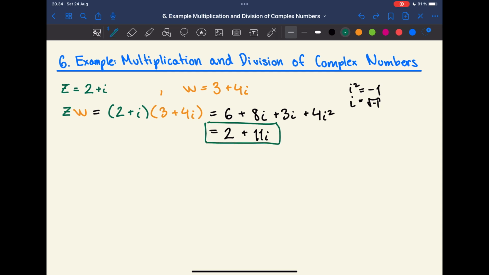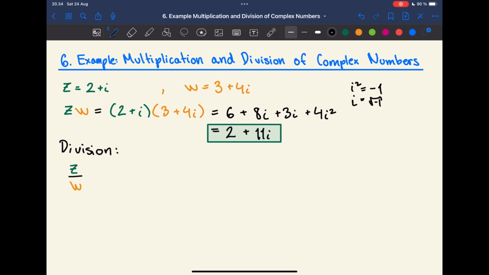And now let's go ahead and look at division. So let's take an example division. Here we go. In this case, we're going to take c and we're going to divide it with w. Now, if you haven't seen the previous video, you probably don't know what to do now, so I would recommend watching that. But if you have watched the previous video, you know that all we have to do when we divide is simply to multiply with a fraction, with the denominator over the denominator, but we conjugate this complex number.